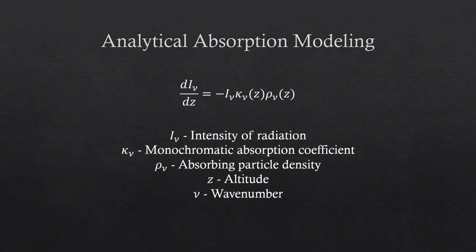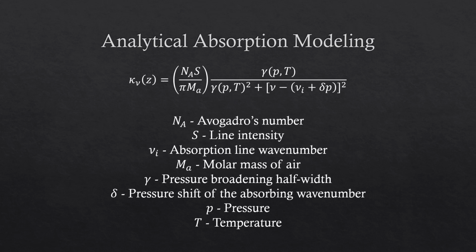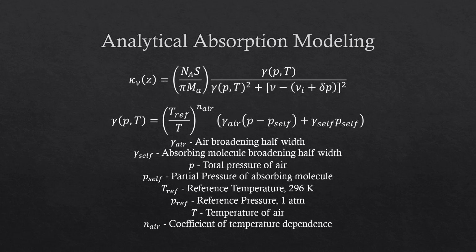The absorption is divided into two factors, the monochromatic absorption coefficient, kappa, and the particle density, rho. For a single absorption line denoted by the subscript i, kappa is calculated using a model for pressure broadening from an absorption line to an absorption distribution. The parameters in the pressure broadening are as shown. The pressure broadening half-width is expanded to the following equation related to pressure and temperature. The broadening mechanism is broken into two parts with air influence and self-influence. The air is the effect from different molecules, while the self is from other molecules of the same substance.